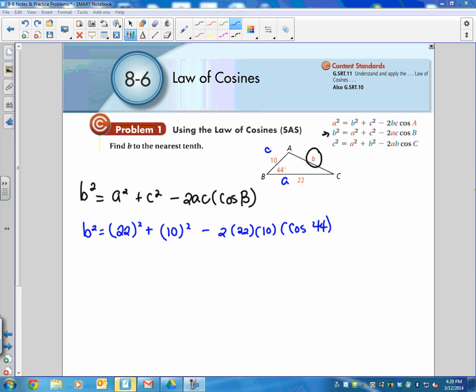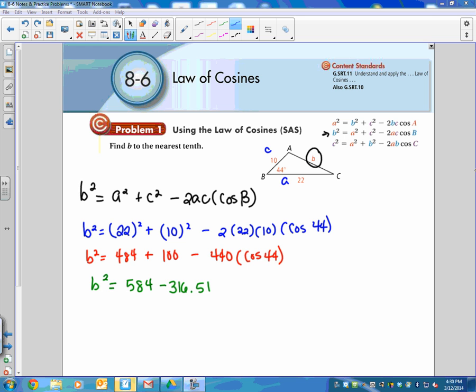Okay, so next thing I'm going to do is simplify each one of those steps, and so I will get B squared equals, and this is 484 plus 100 minus 440 times the cosine of 44. And again, just continuing to punch this in my calculator until I get to the bottom. So b squared is going to be 584 minus, and it looks like it's going to be 316.51.